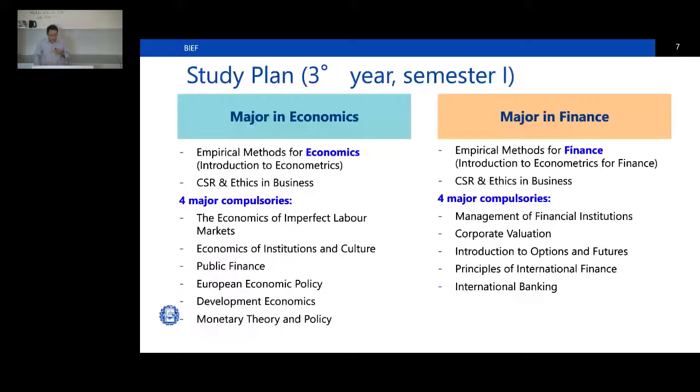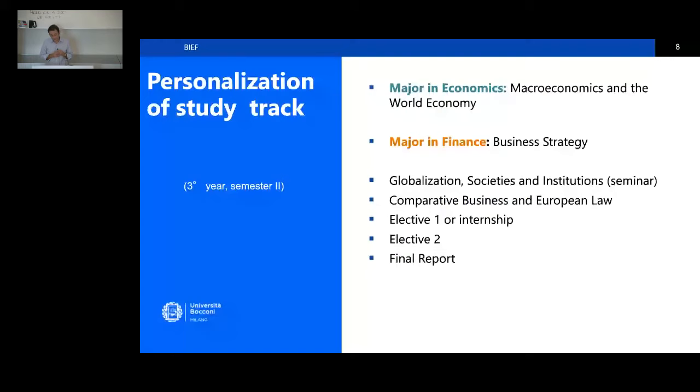And lastly, as I said before, typically the second semester of the third year is dedicated to customizing your study plan. And in particular, this will be done through the choice of 2 electives, elective 1 and elective 2. So electives are courses that can be chosen from a wide range of courses that are taught at Bocconi. It's about 200 courses. And instead of 1 elective, you can substitute, for this elective, taking an internship. I'm going to give you some more information about the internship program at a later stage.